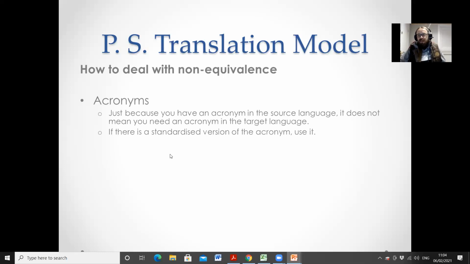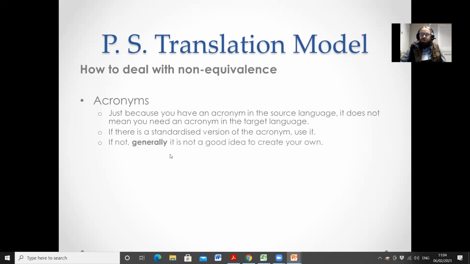Or PCR tests. Just now, in this last couple of weeks, everything in the media has been about PCR tests, PCR tests, PCR tests. Okay. If there's a standardized version of this abbreviation in your language, then use it. If there isn't, I'd suggest you probably do not create your own.